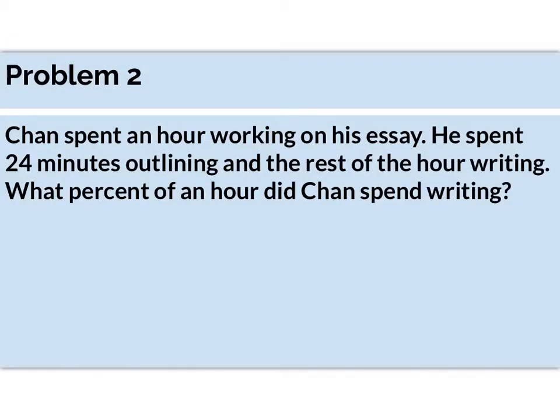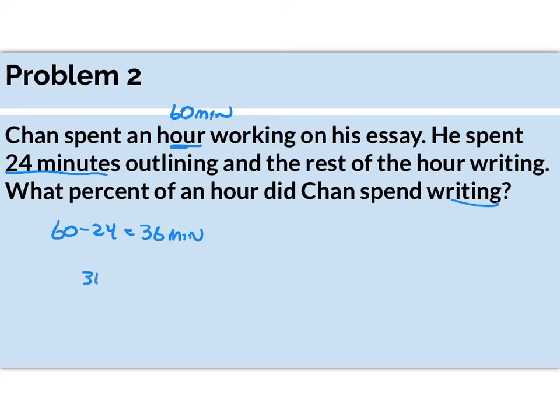Okay, Chan spent an hour working on an essay. An hour is 60 minutes. And why did I do that? Because I saw 24 minutes right here. He spent 24 minutes outlining and the rest of the hour writing. How much did he spend writing? So now what you have to figure out is how much time. So 60 minus 24 equals 36. 36 minutes is the time writing.